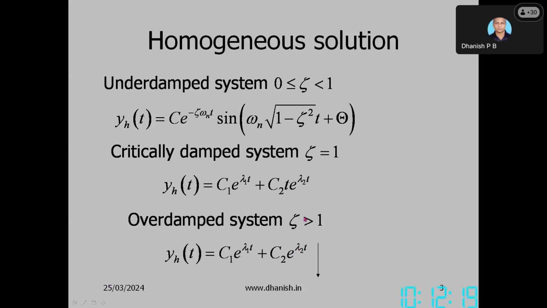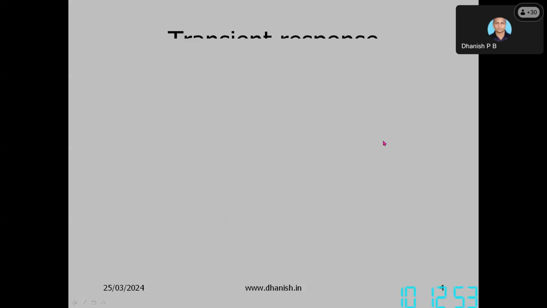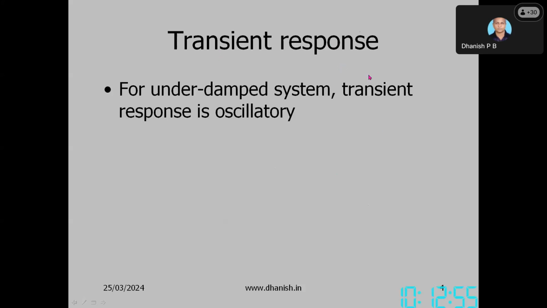So when it is overdamped, we have two exponentially decaying terms, and here it is t into e raised to lambda t. That is the transient response.